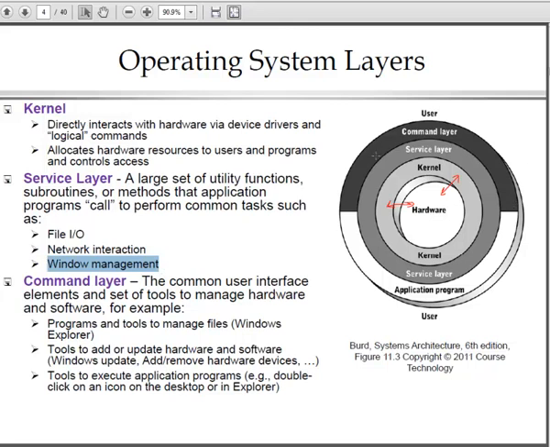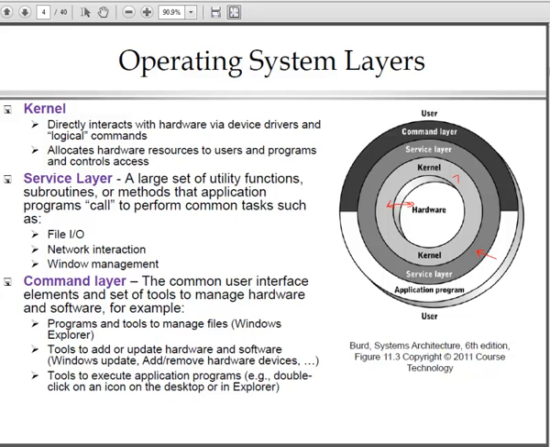Now the last layer, moving out to this outer ring. If we look down on the bottom, we see here in white are application programs, which are not technically part of the operating system. An application program does most of its work by talking to the service layer. It'll send a request to the service layer, say for example, open this file and read me the first thing that's in it.